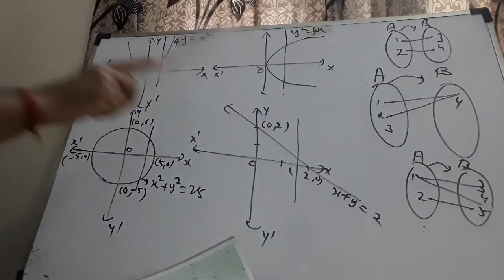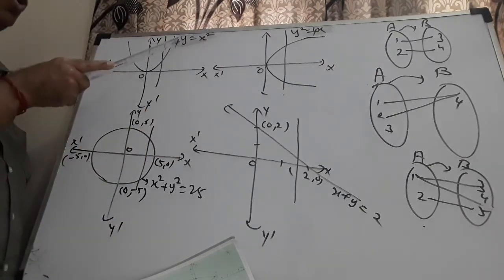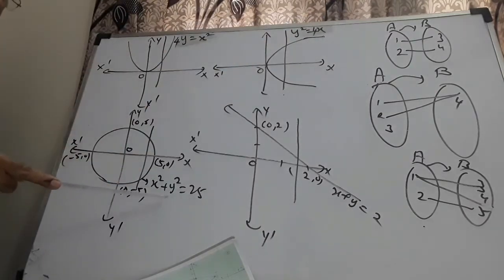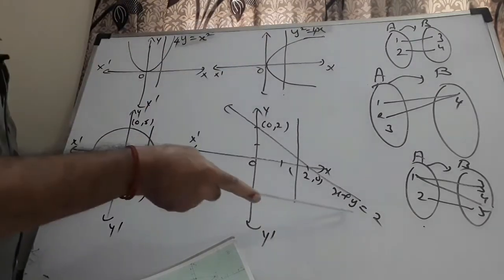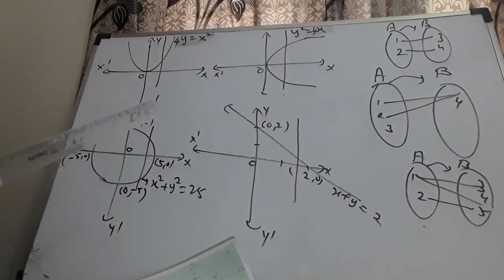Anyway, I don't want to waste time since I have drawn the diagram already. I have taken 4 different equations. One is x square equal to 4y, another is y square equal to 4x, the third is x square plus y square equal to 25, and the fourth is x plus y equal to 2. Just listen carefully.